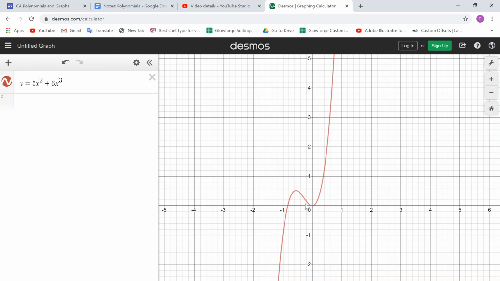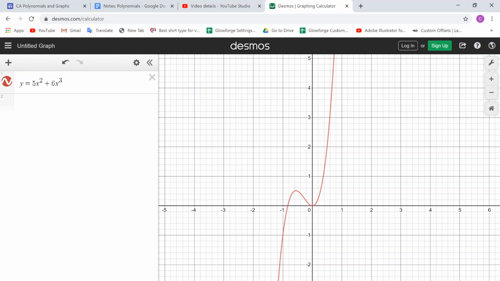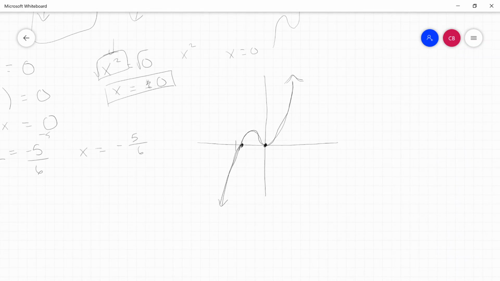So there's that one. We've got that kind of graph. Now, one other thing I wanted to bring up.